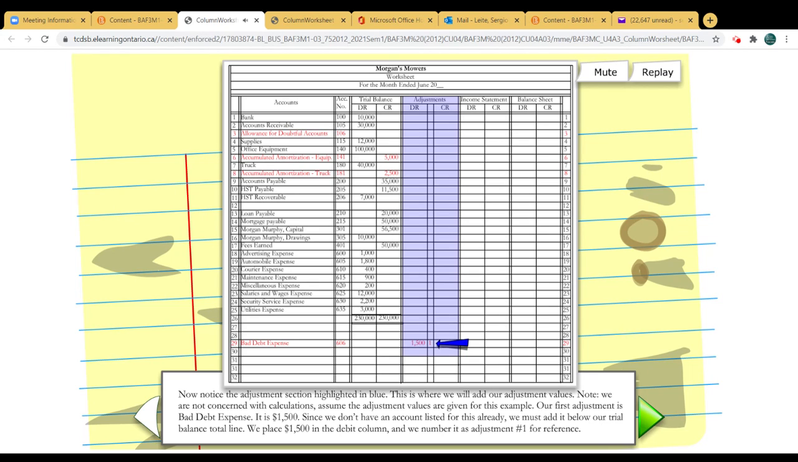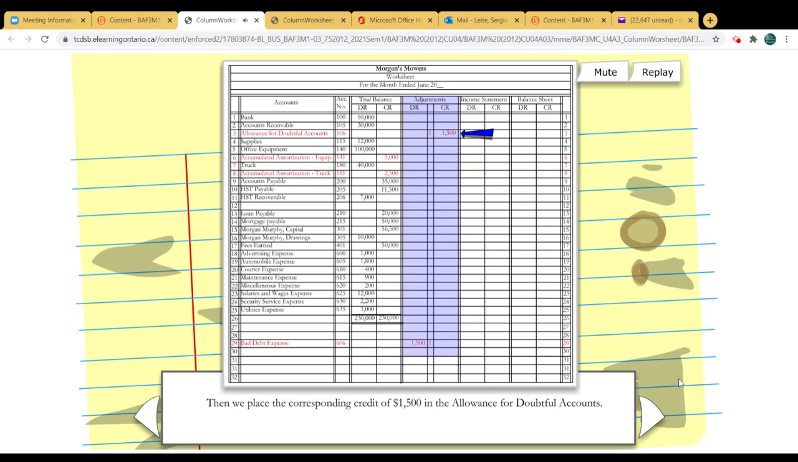Note, we are not concerned with calculations. Assume the adjustment values are given for this example. Our first adjustment is bad debt expense. It is $1,500. Since we don't have an account listed for this already, we must add it below our trial balance total line. We place $1,500 in the debit column, and we number it as adjustment number 1 for reference. Then we place the corresponding credit of $1,500 in the allowance for doubtful accounts.